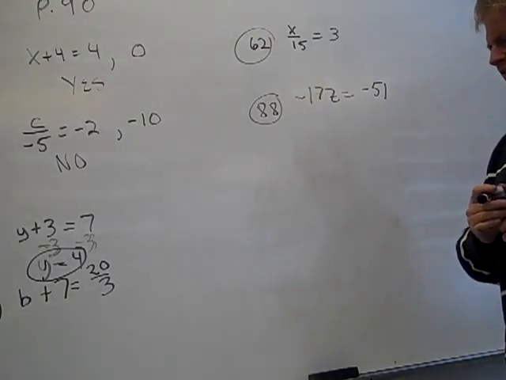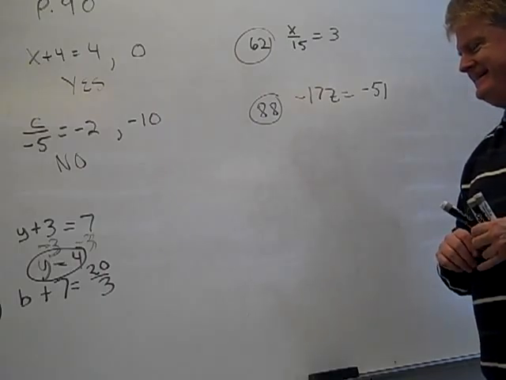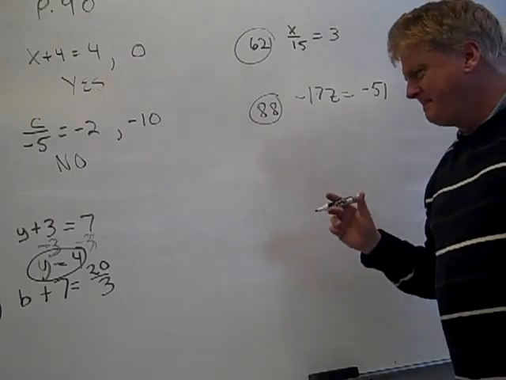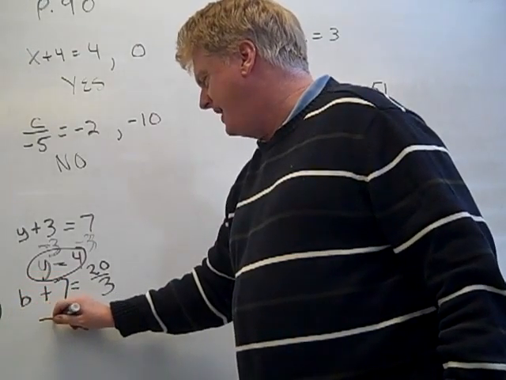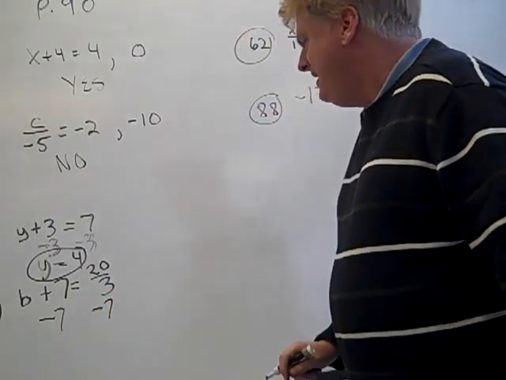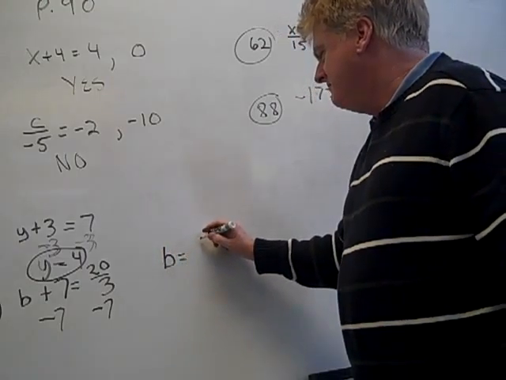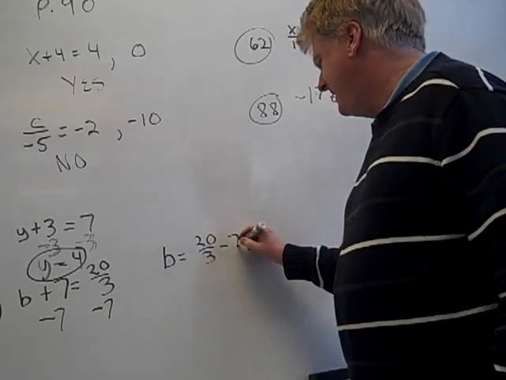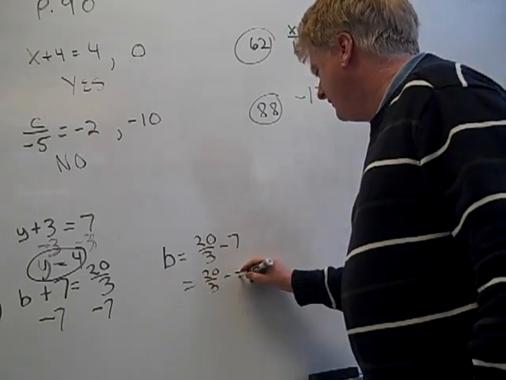What do we do to both sides of problem number 58? Okay, we have to subtract 7. To get b all by itself, we subtract 7. And to do that, we're going to have to subtract 7 from this side. Now, subtracting 7 from a fraction is work, so let's just leave it right now as b equals 20 over 3 minus 7, which is equal to 20 over 3 minus what over 3?